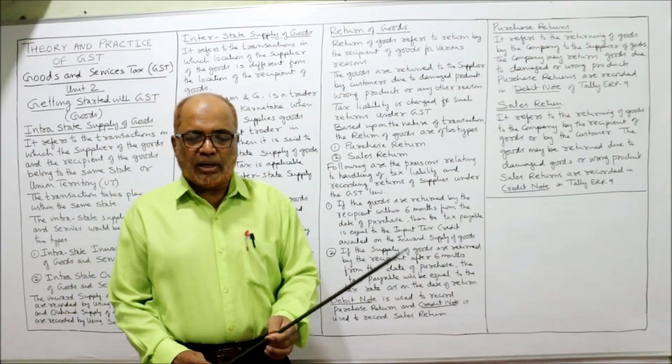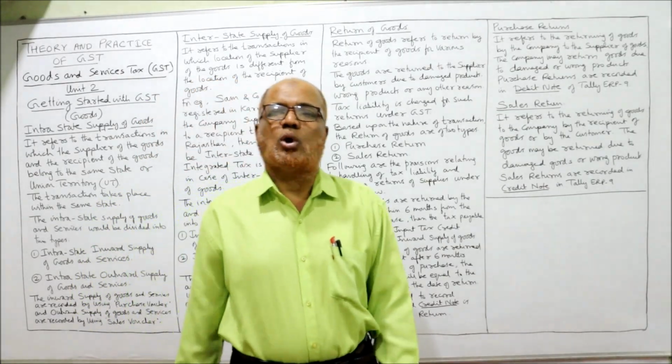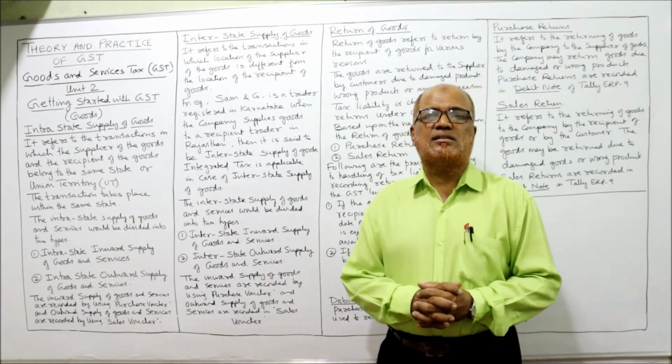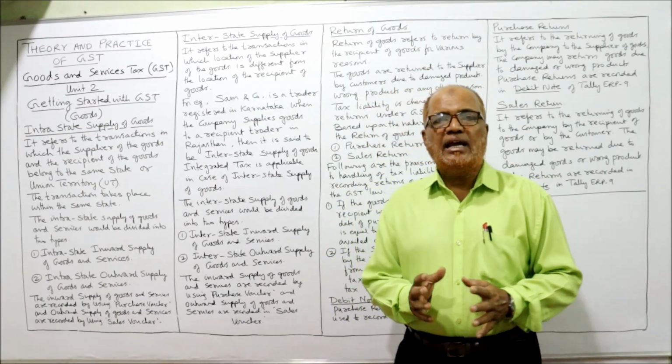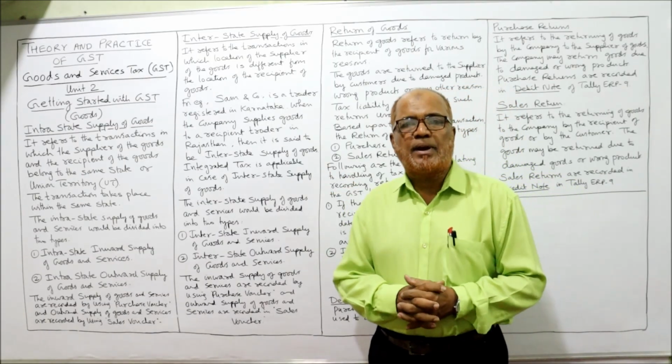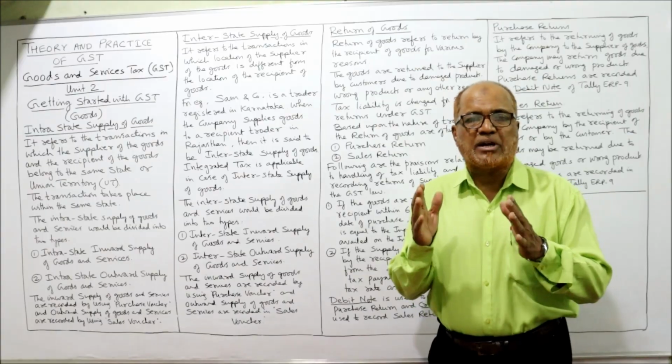That's it. So in this video, I have explained you three topics. First one, intrastate supply of goods and services. Secondly, interstate supply of goods and services. Thirdly, I explained you about return of goods, that is purchase return and sales return.